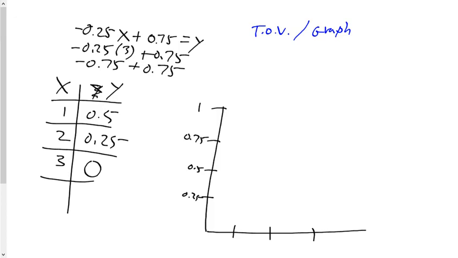I'm going to make my units all up by increments of 0.25. I'm going to put my 1 here, my 2 here, and my 3 here. 1, 0.5 will be right here. 2, 0.25 will be right there. And 3 and 0, the worst graph of all time. Worst line ever. See if I can change that. See if I can move it over here. There. Oh, look at that. Perfect. There's your line.